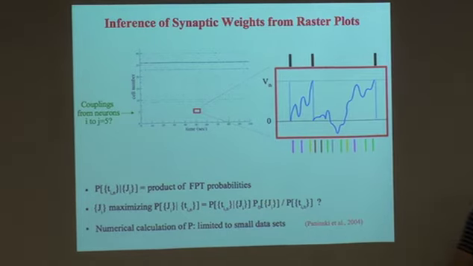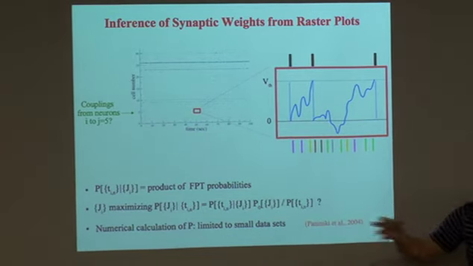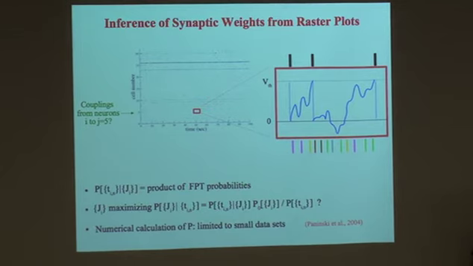Assume that you have a guess value for the interactions. Then computing this quantity is difficult. You have to do some numerical equation. It takes a long time. This kind of approach doesn't scale up with the size of the problem. How many cells can you do that with?